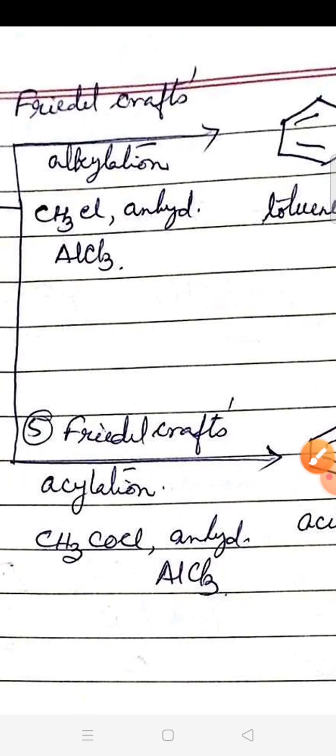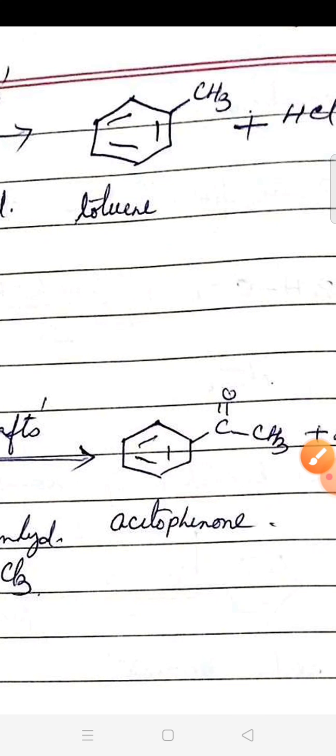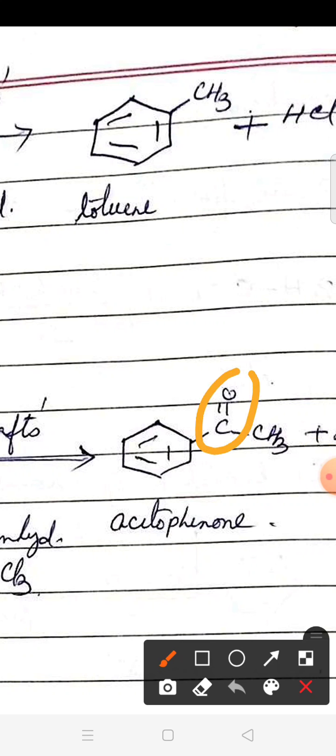Similarly, in the acylation reaction, CH3CO group is acyl group or acetyl group to be very precise. In general, we write RCO group. So it gives you a ketone, and the ketone out here is acetophenone. Benzene ring with COCH3 is called acetophenone. As you can notice here, there is a ketonic group. So the name is ended with -one.